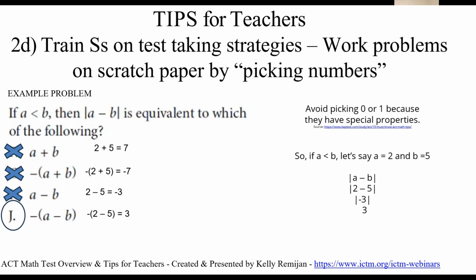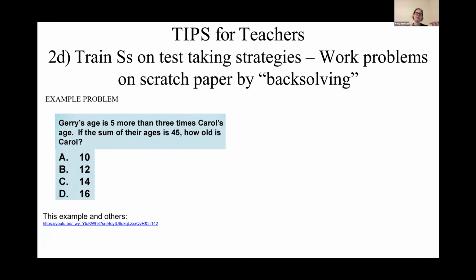Another test taking strategy to show students is very similar to picking numbers, but in this case, you're picking numbers that are the possible answers. This is called back solving. What that means is you work the problem by picking one of the answers, and if that doesn't work, you pick another one and see if it works. When there used to be 5 choices, it was recommended that you always start with letter C. Now that there are only 4 multiple choice answers, it is suggested that you start with either B or C.